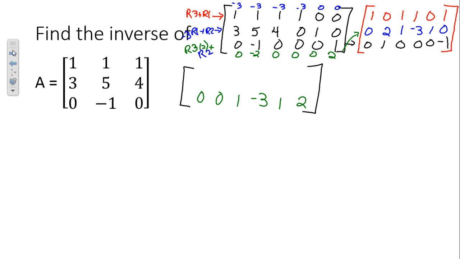Okay. This is now going to become our new row 2. 0, 1, 0, 0, 0, negative 1. And our first row is staying the same for the moment. We'll rewrite it one more time. So we're almost there.